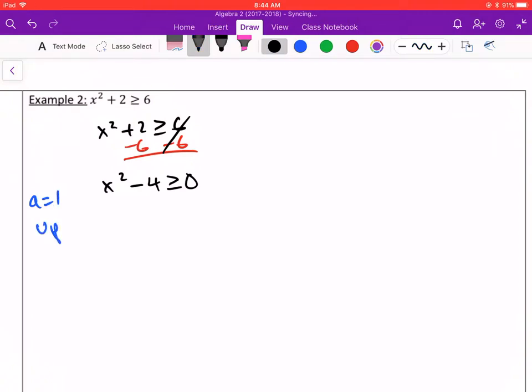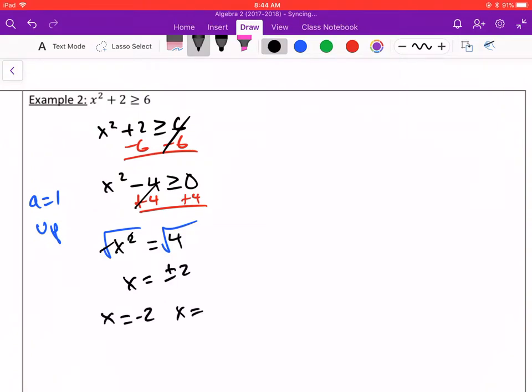All right, next, this is something we can solve algebraically. So let's just go ahead and cancel this. And now I've got x squared, and we're finding solutions. So let's just treat this as an equal sign for now, and then go ahead and solve. So square root both sides. x is equal to plus or minus 2. That means your two solutions would be at -2 and +2.